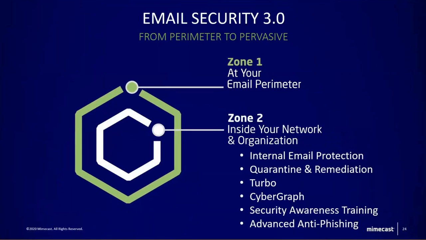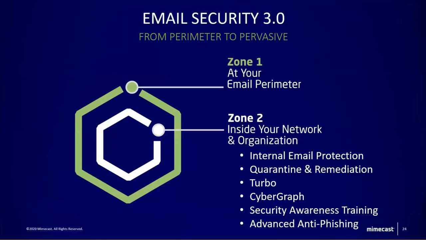Then if we move to zone 2, which is inside your network and your organization, this really is where we need to protect against insider threats, the lateral spread of malicious content, as well as human error. And Internal Email Protect allows you to detect compromised mailboxes which are sending malicious content, and allows you to also detect internal data leak violations of sensitive or unethical content, as I mentioned earlier. The quarantine and remediation automates the cleanup of those mailboxes in your mail environment and also helps stop the spread of the content.